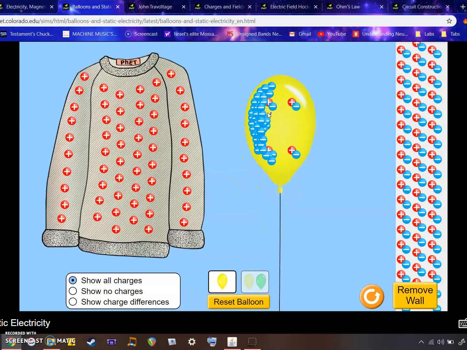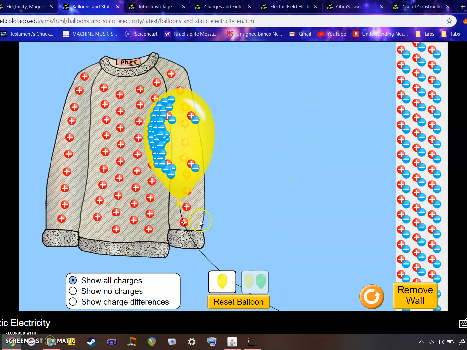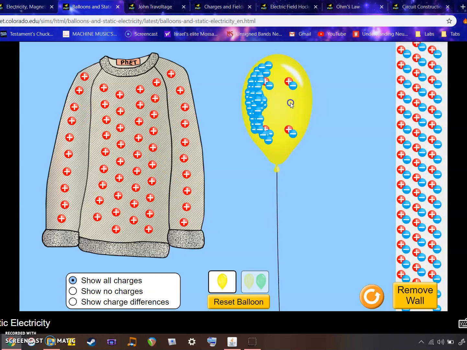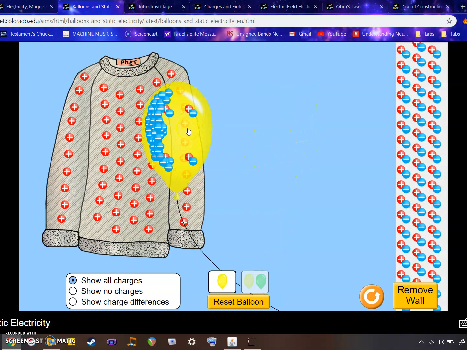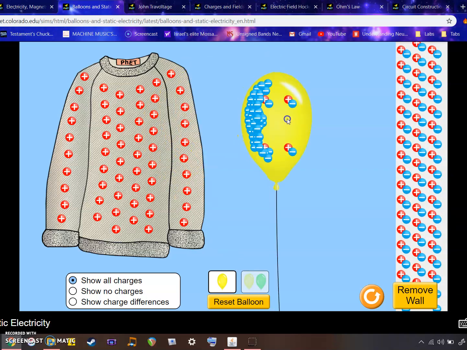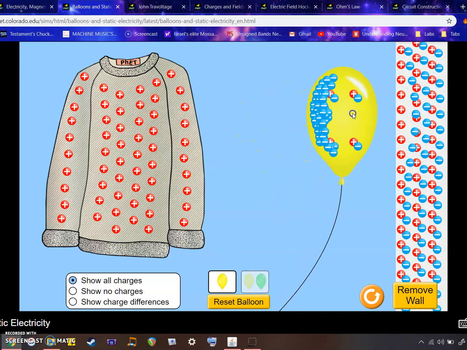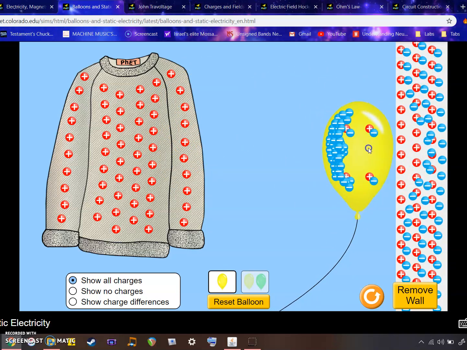If I take the balloon and hold it away from the sweater and let go, it gets pulled in. That's because, again, the balloon's overall negative, the sweater's overall positive, and so they attract. The wall, however, is neutral, so the balloon doesn't really attract the wall, or get attracted to the wall, unless I move it close to the wall, right?